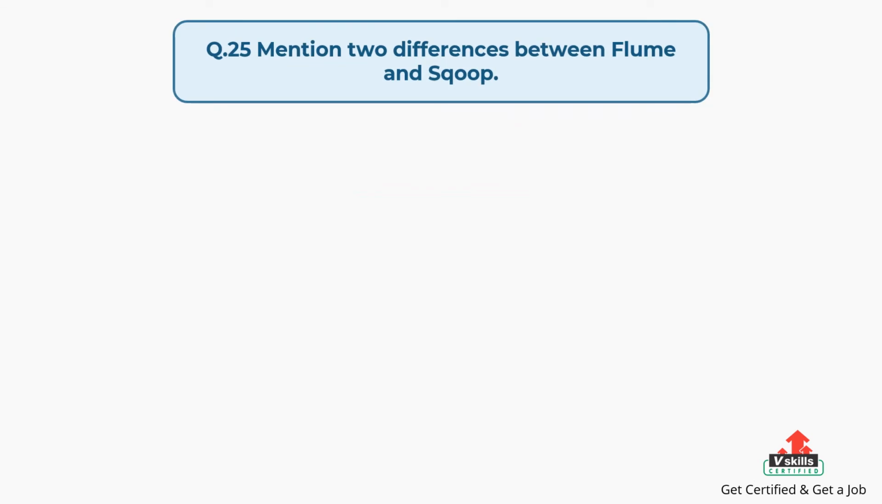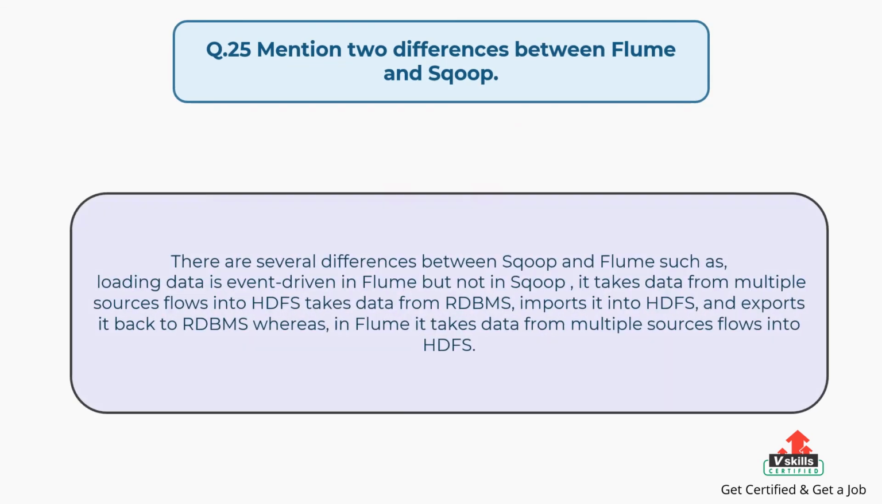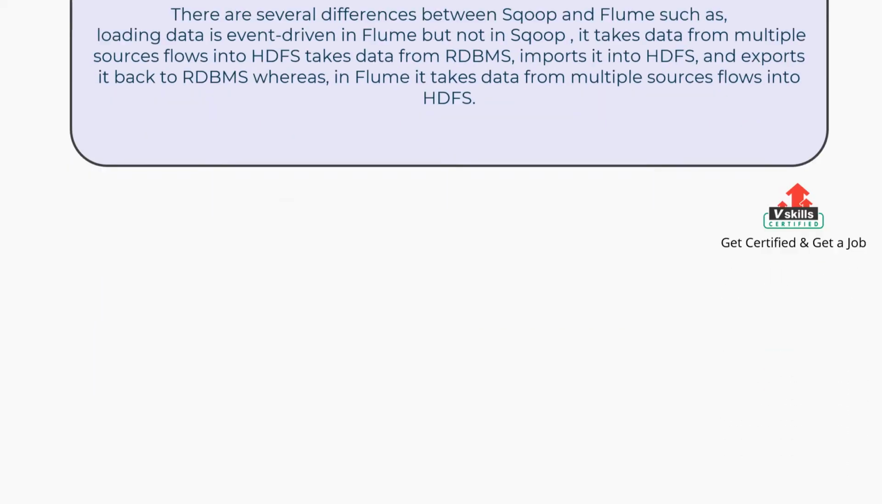Question number 25. Mention two differences between Flume and Sqoop. The answer is, there are several differences between Sqoop and Flume, such as loading data is event-driven in Flume but not in Sqoop. Sqoop takes data from RDBMS, imports it into HDFS, and exports it back to RDBMS, whereas Flume takes data from multiple sources and flows into HDFS.